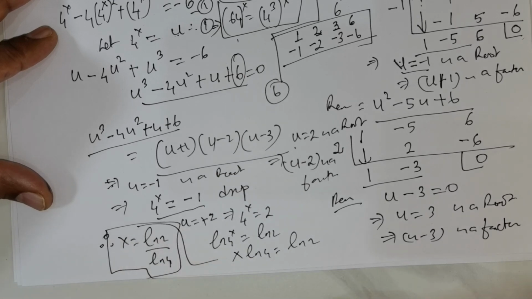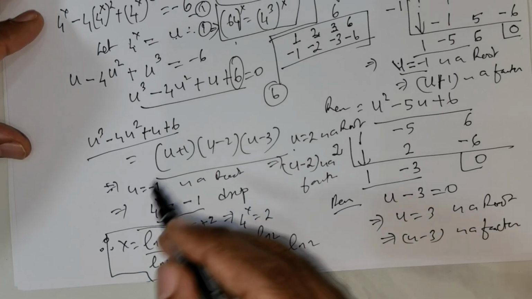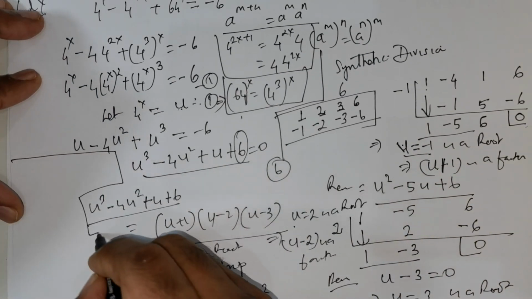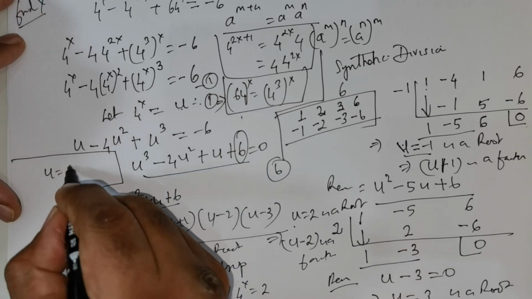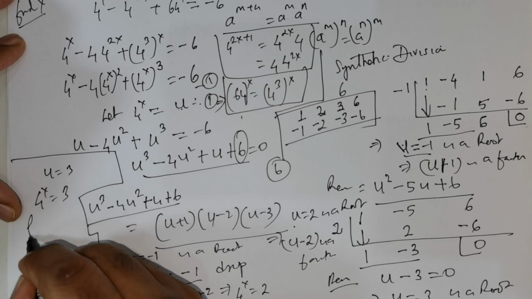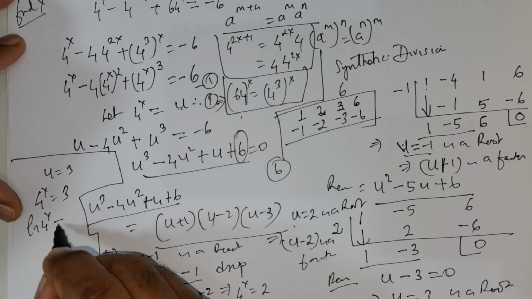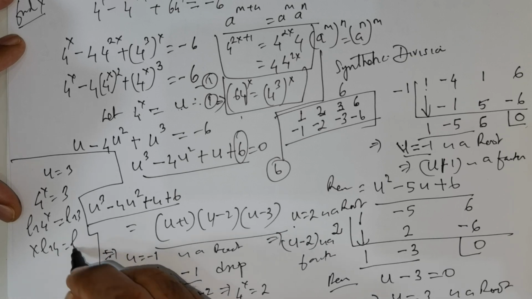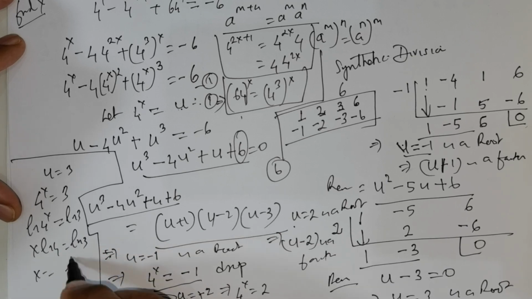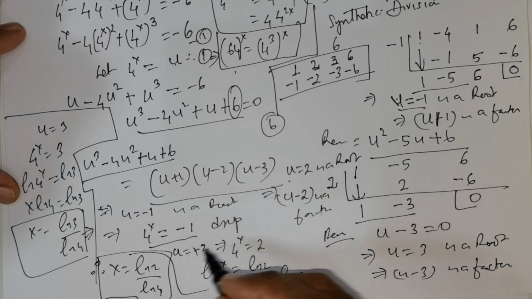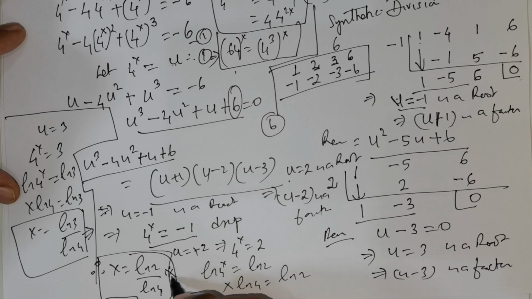Okay. So having got this, you can similarly move on to get the other value. In this case, I should say u is equal to positive 3. That means 4 raised to the power of x is equal to 3. I take ln on both sides. I get ln 4 raised to the power of x is equal to ln 3. This is x times ln 4 is equal to ln 3. Therefore, x is equal to ln 3 divided by ln 4. So these are the two real values of x. So this is 1, and this is the next one.